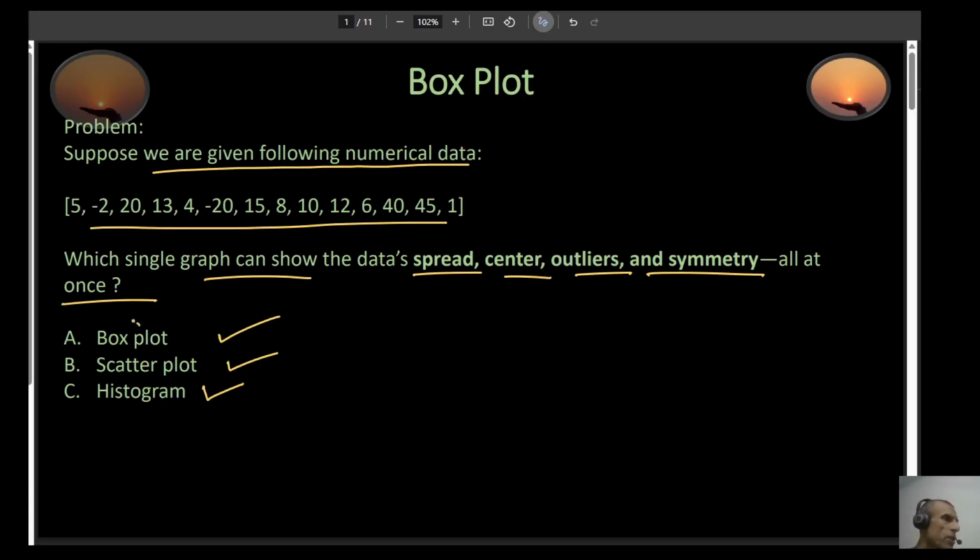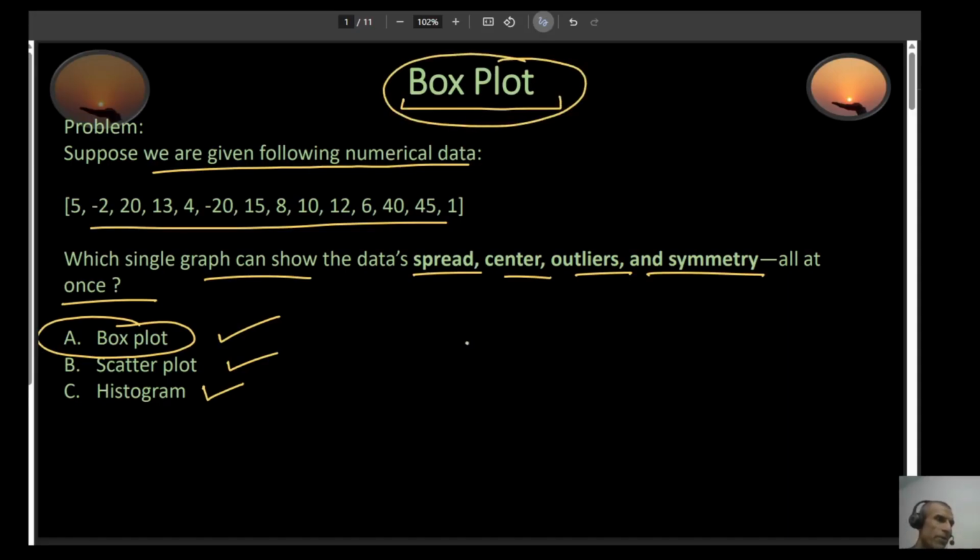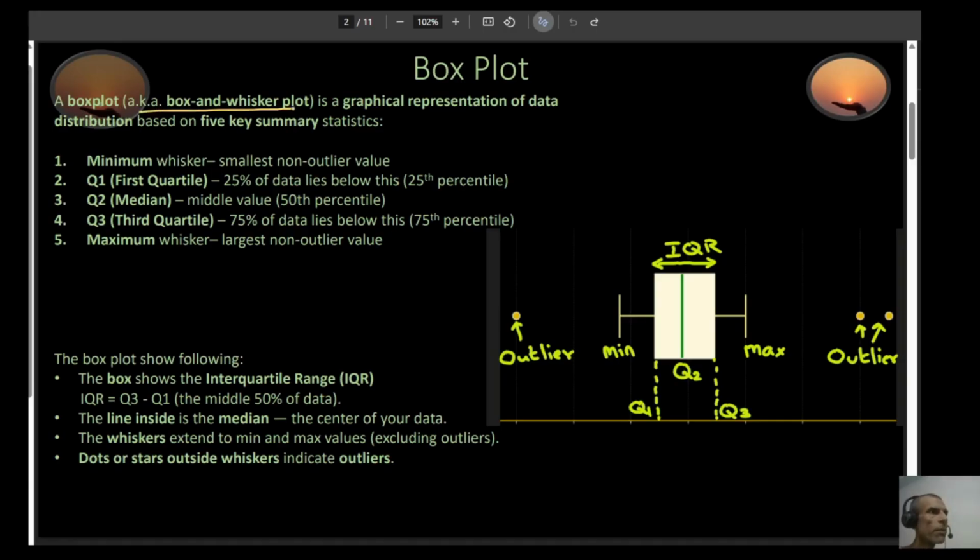By the way, the answer is box plot. And the answer was over there on the top two. So if you were not able to figure out the answer, this class is definitely for you. So box plot, another name for that is a box and whisker plot. It's a graphical representation of data distribution based on 5 key summary statistics.